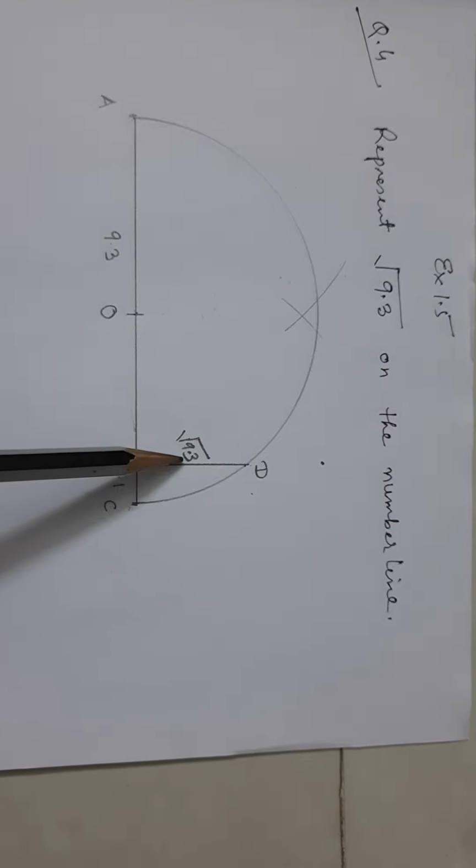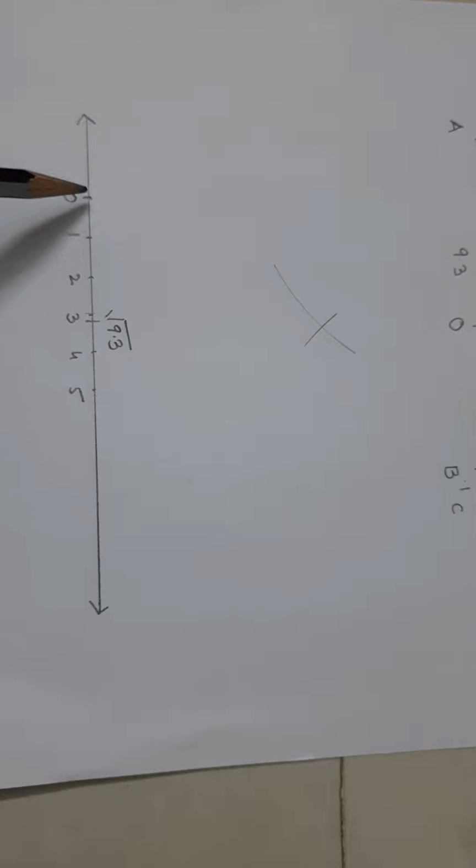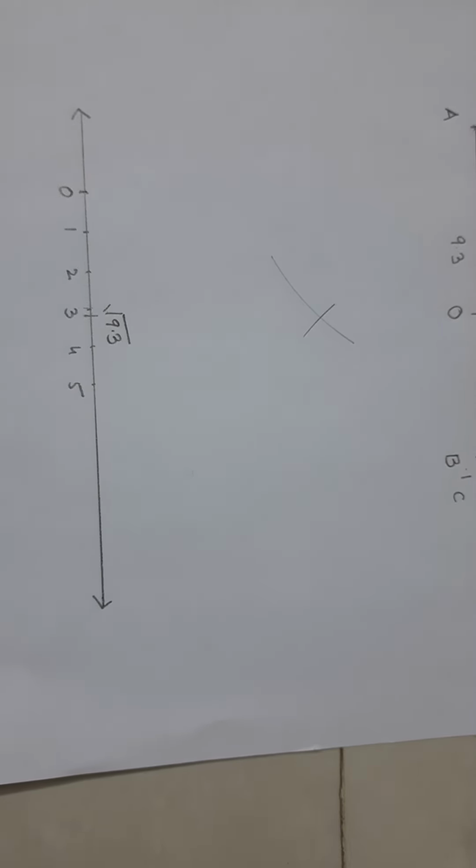Now if it is to be represented on a number line, we draw a number line. We have drawn a number line 1, 2, 3, 4, 5, and then we take the length BD and represent it on the number line. So here we get root 9.3. This is a textual question. Such a decimal can be any number. So do practice once or twice so that you can remember very well. And this construction is very easy. It's not that it is difficult.